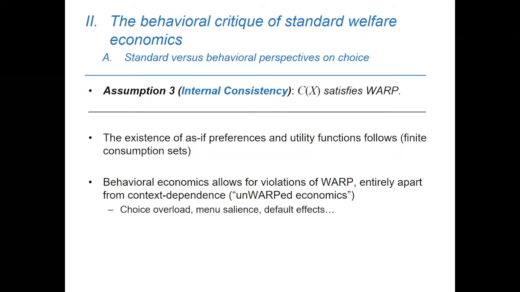And there are many phenomena that take this form. Choice overload is one example. Having too many options can be a bad thing rather than a good thing, as suggested by standard theory. Menu salience is another kind of phenomenon. Certain things on menus may leap out at you. Default effects fall into this category, and so forth.